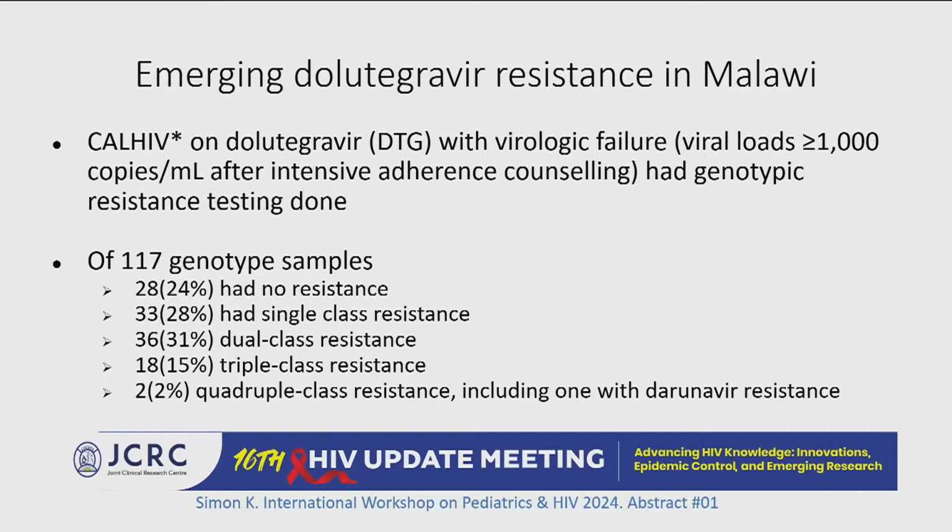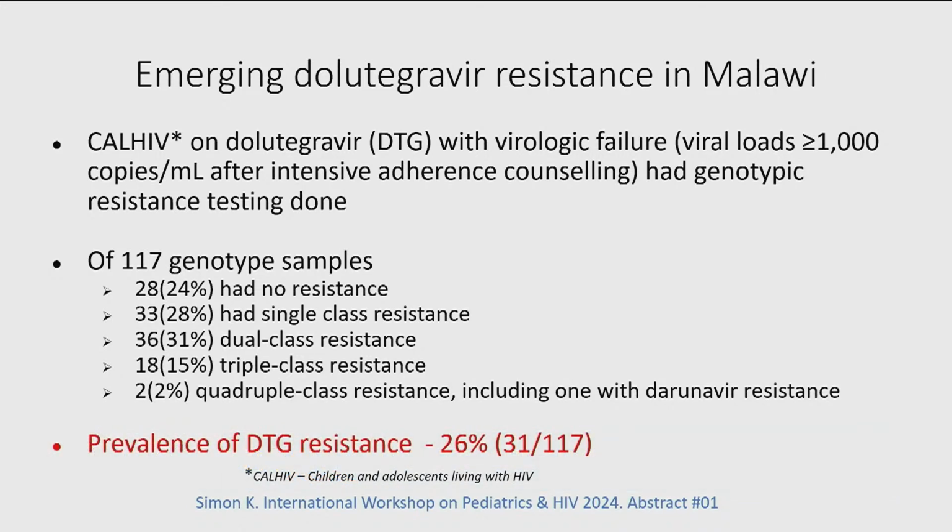So the patients were transitioned and then they followed them up afterwards. They later tested those who had virologic failure, which was defined as a viral load equal to or over 1,000 copies per mL after intensive adherence counseling. Those had genotypic resistance testing done. They were able to have a total of 117 genotypes. Now, 28 of them, about 24%, had no resistance at all, meaning they were still not adhering. Then 33 had single class resistance, 31% had dual class resistance, 15% had triple class resistance, and 2 of the children, about 2%, had 4 classes. This included one who had darunavir resistance, so this one really had multiple resistance mutations, and it would be very difficult to treat that child.